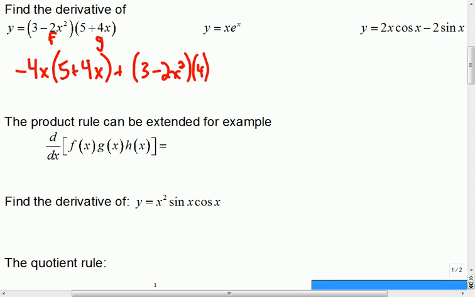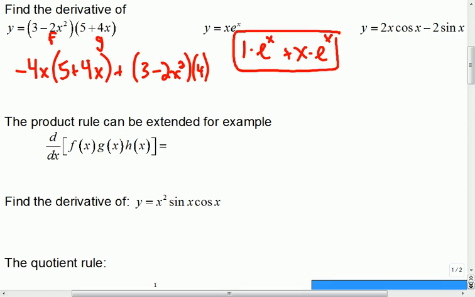Okay. For the next one, again, if everyone takes a turn, then if x is going to be the derivative in the first one, it'll be 1 times e to the x plus x times your favorite derivative, e to the x. Okay, so there's derivative number 2.